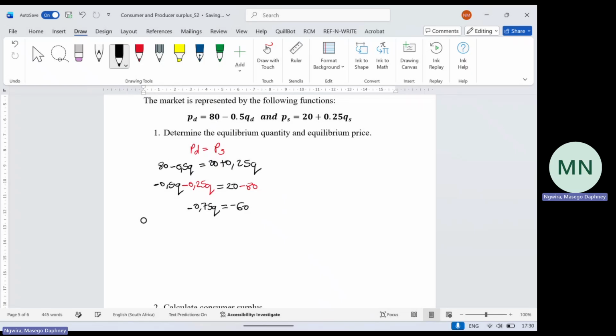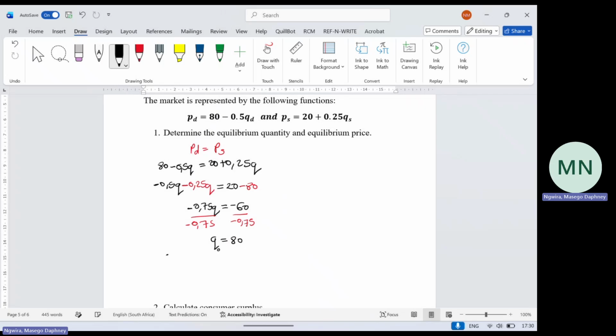Then now we need to solve for Q. So we divide both sides by negative 0.75. And now your Q is going to be equal to 80, which is our Q naught. This is our Q naught. So this will be 80.